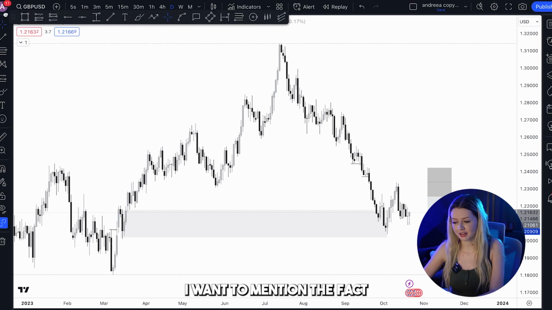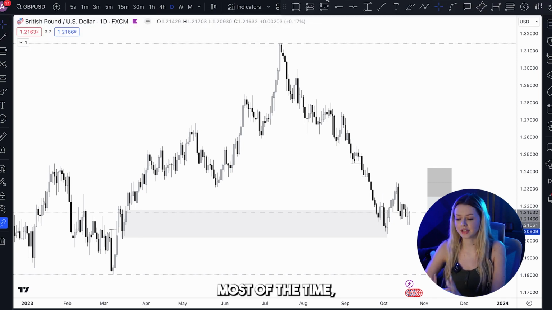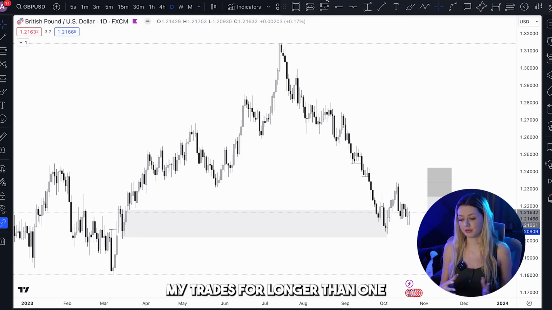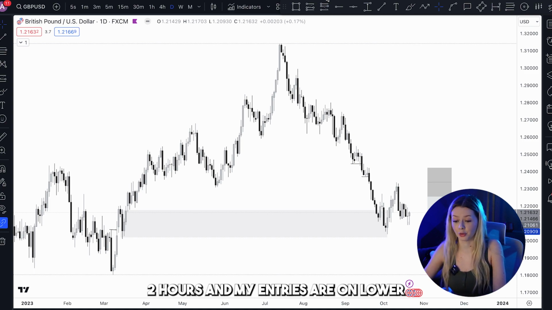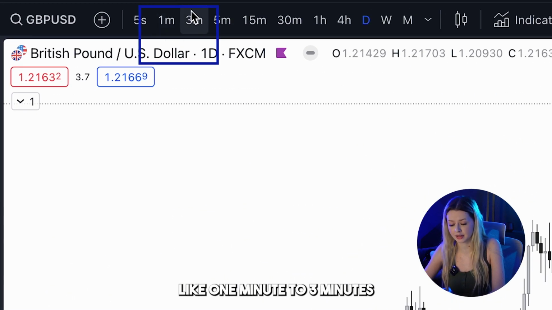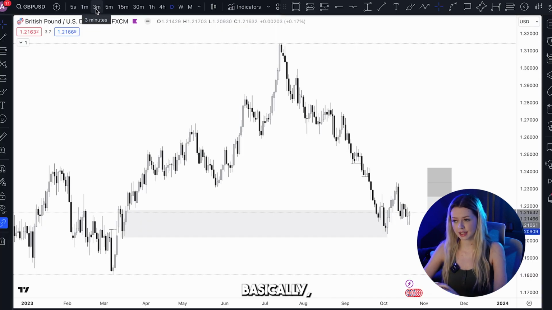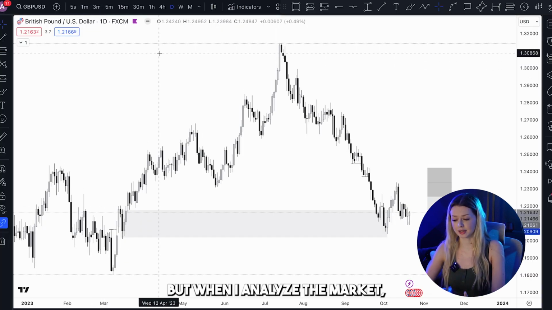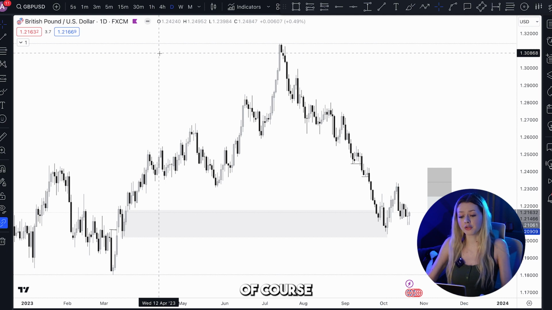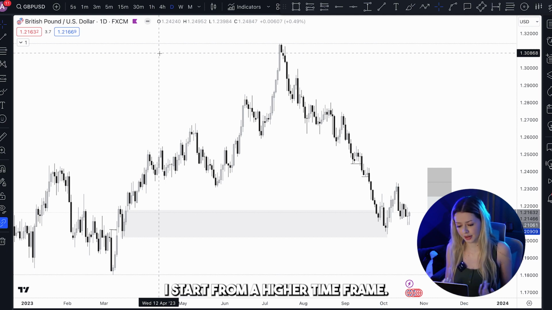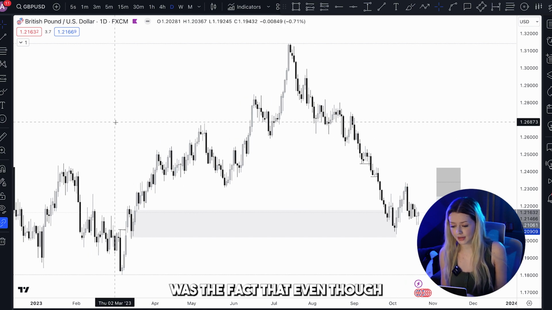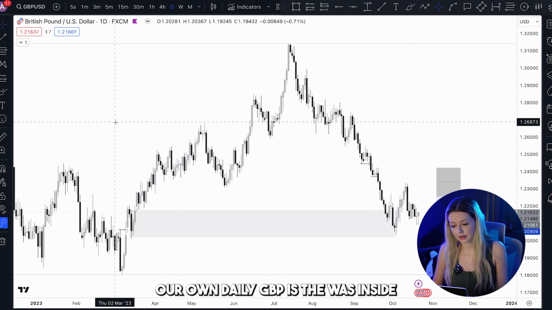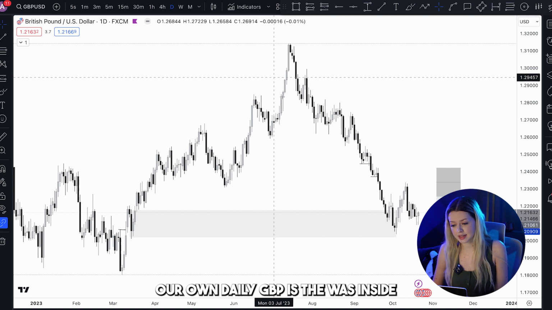I want to mention the fact that I am a scalper most of the time, so I don't hold my trades for longer than 1-2 hours, and my entries are on lower time frames like 1 minute, 3 minutes, and so on. Basically, this is my style of entries, but when I analyze the market, of course, I start from a higher time frame.